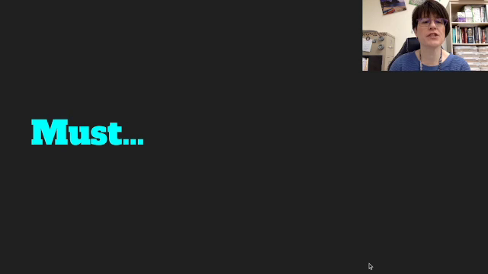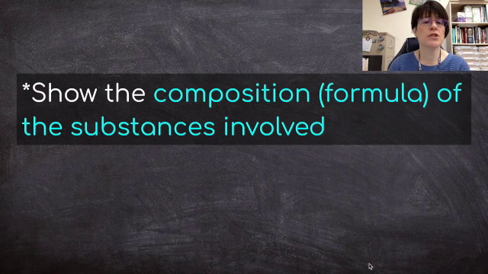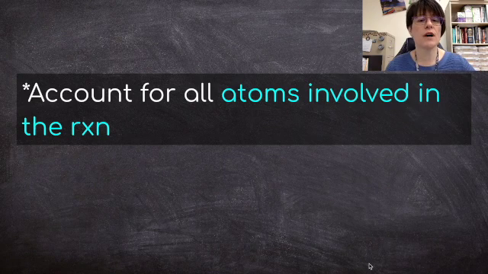Now, chemical equations must identify all substances involved in the reaction. So we have to write everything down that we are using. They also must show the composition or formula of the substances involved. So we can't forget what we learned in the last chapter about writing formulas. We're going to be writing and practicing a lot of formulas still. Also, they must account for all atoms involved in the reaction because we have the law of conservation of matter, and so we have to keep all the matter the same. What goes into the equation must come out.